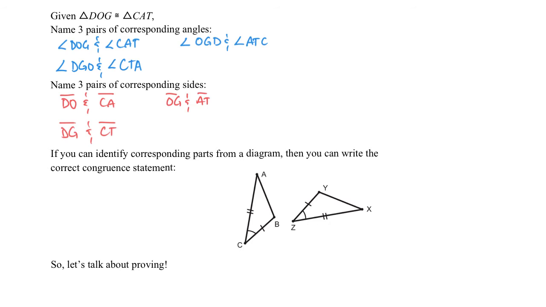So now that we're able to identify corresponding parts, we should be able to write a congruence statement. So these two triangles are congruent to each other. You don't necessarily know how I know that yet, but you will at the end of this lesson. And so if I look at this, I get to write my first congruence statement. So I get to write the first part of it. So I'm going to do triangle ABC. Now I chose that arbitrarily. I could have just as easily said ACB or CAB, doesn't matter.